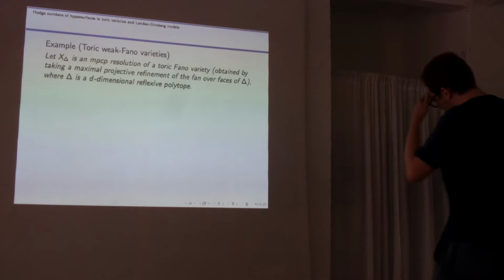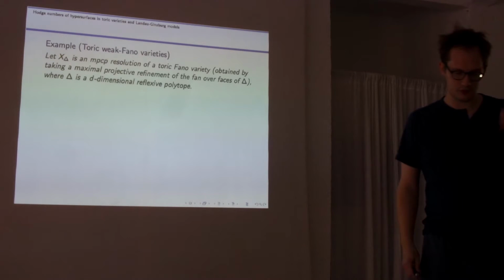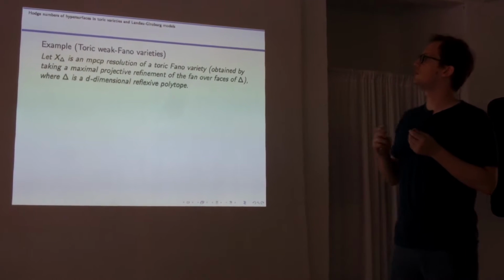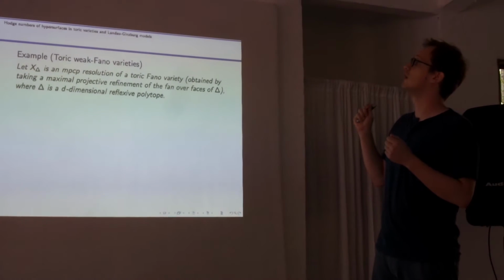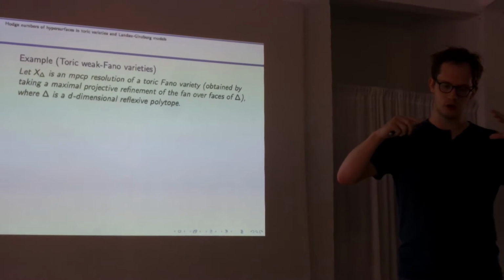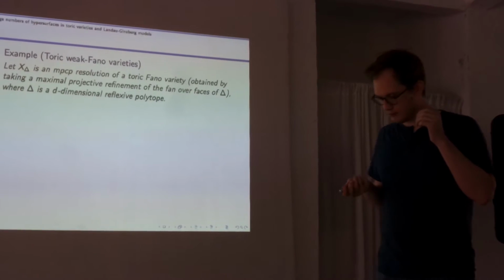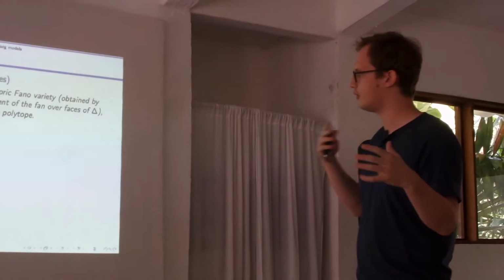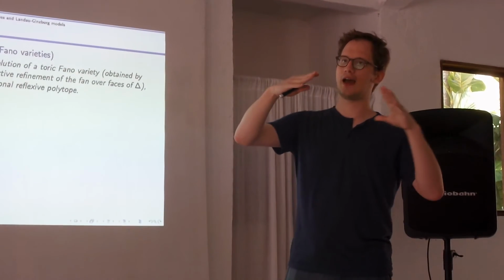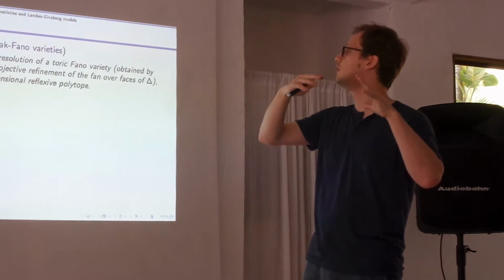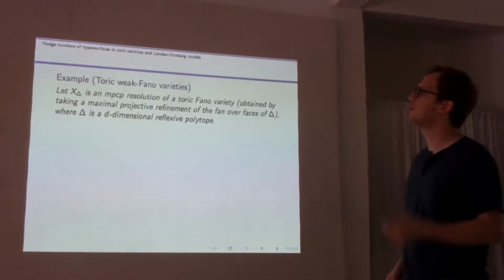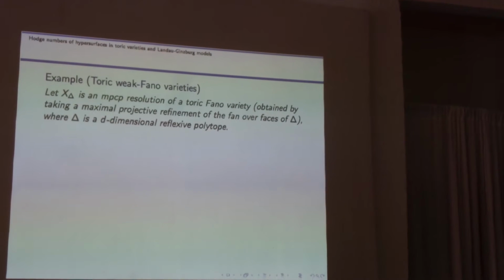Just to take an example, and this is a little bit of a non-example, but it's also an example. Let X delta be a maximal projective crepant partial resolution of the toric Fano variety. Associated to a reflexive polytope, you get a Gorenstein toric Fano variety. This thing has, a priori, singularities, but by taking a refinement of the related fan in a nice way, Batyrev shows that you can get a crepant resolution of this Gorenstein toric Fano variety, which has only terminal singularities. So this is what I mean by the MPCP resolution of a toric Fano variety.